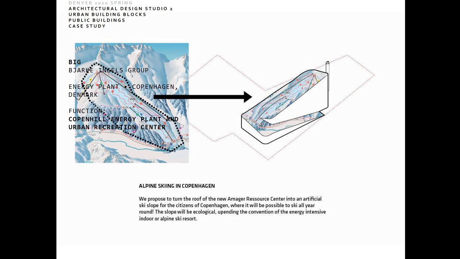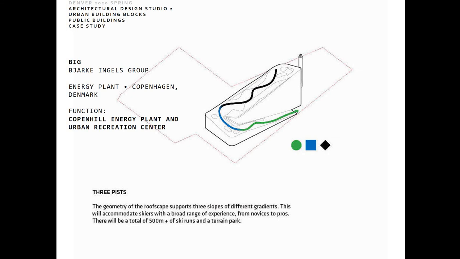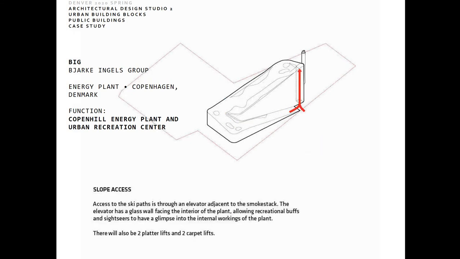They propose to turn the roof of the new research center into an artificial ski slope for the citizens of Copenhagen, where it will be possible to ski all year round. The slope will be ecological, upending the convention of the energy-intensive indoor and open-sky resort. The geometry of the roof supports 3 slopes of different gradients. This will accommodate skiers with a broad range of experience from novices to pros. There will be a total of 500 meters plus of ski runs in the terrain park.